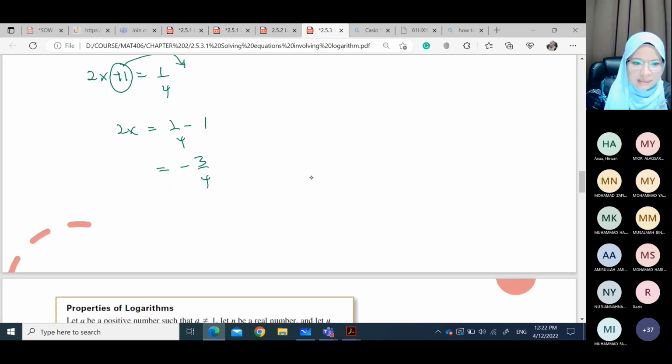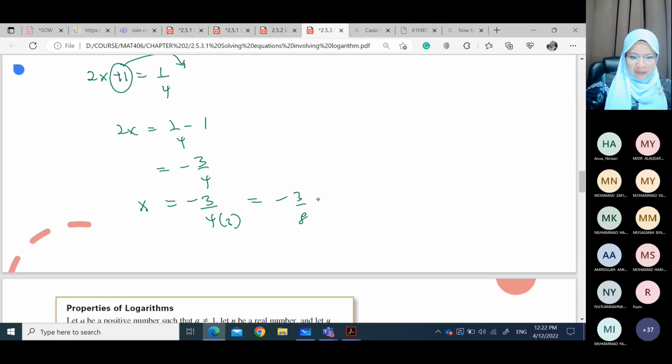Okay, so x, 2 kita bawa ke sebelah. Dia akan jadi bahagi. So negative 3 over 4 divided by 2. Okay, so jawapan dia adalah negative 3 over 4 times 1 over 2 is 8. So the answer here is negative 3/8. Okay, so x equals negative 3/8.